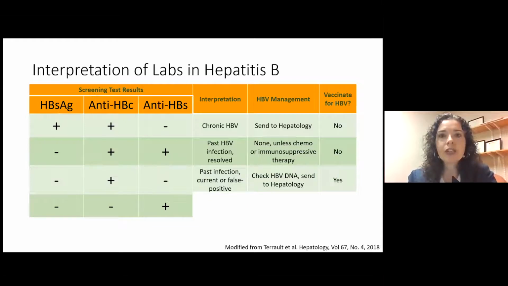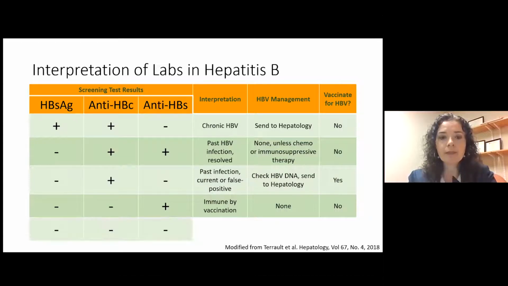If their surface antigen is negative, their core antibody is negative, but their surface antibody is positive, then this is someone we encounter frequently who has been immune by vaccination. This person does not need to be managed by hepatology, and they do not need vaccination because they have already been vaccinated.